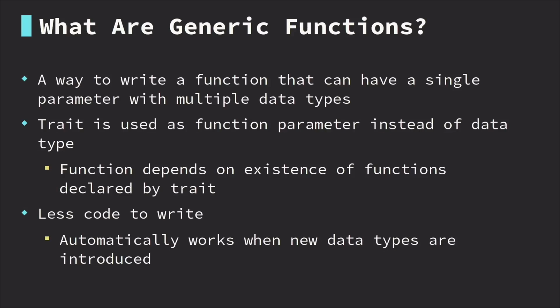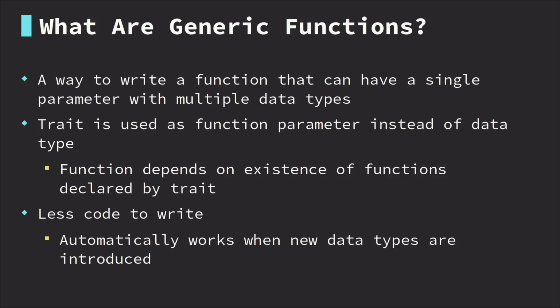Instead of providing a data type, as you normally would as a function parameter, you provide a trait. The function can then be used with any type of data that has an implementation of that trait. This can be done because traits exhibit behaviors. A generic function can then operate on the behavior defined on the trait instead of an explicit data type.